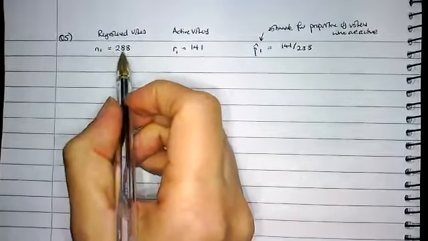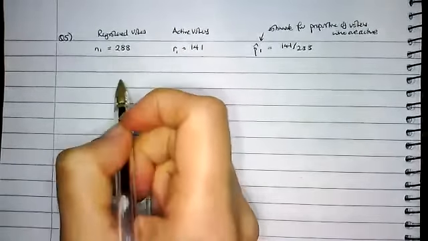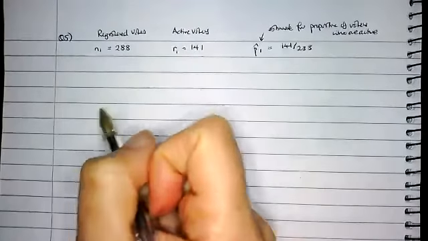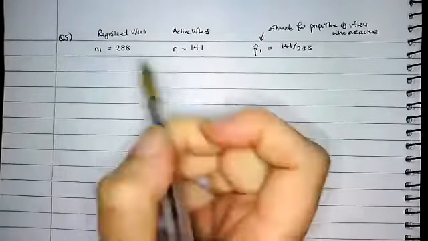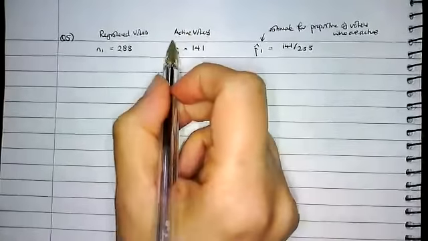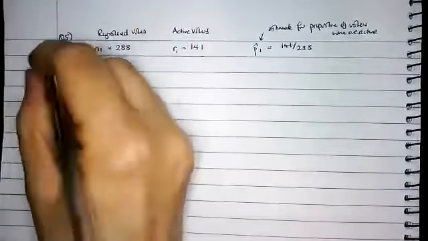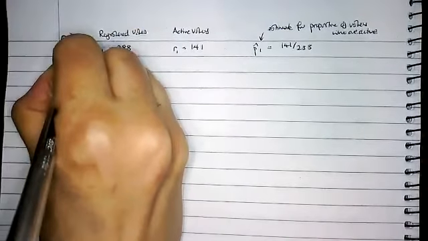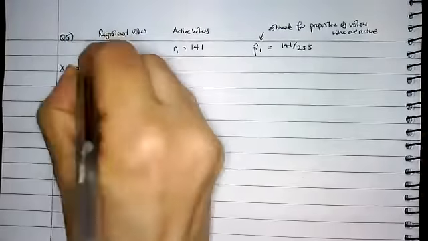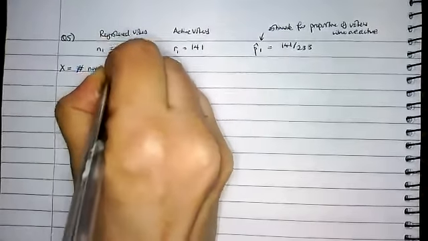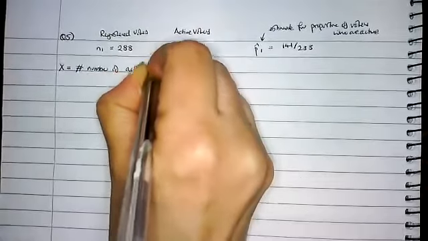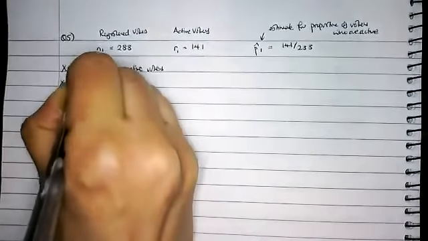Now, if we have a think about this, people are either active voters or they're not. So for everybody in this sample of 288 people, when I ask them, did you vote or did you not vote, they either say yes or no. So the number of active voters is going to be binomially distributed. Let X equal the number of active voters, and X is going to be binomially distributed.